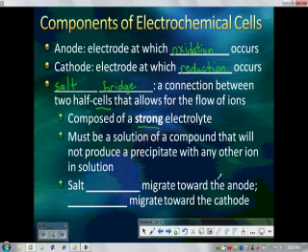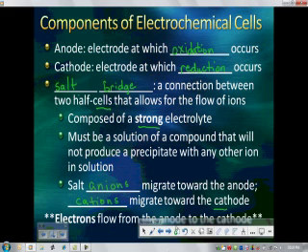What's going to migrate toward the anode? Anions go towards the anode. Notice that? Anions, anode. And so that means going towards the cathode would be cations. It's like they named them that way for a reason. They don't ever do that in chemistry. No, we just put random words.